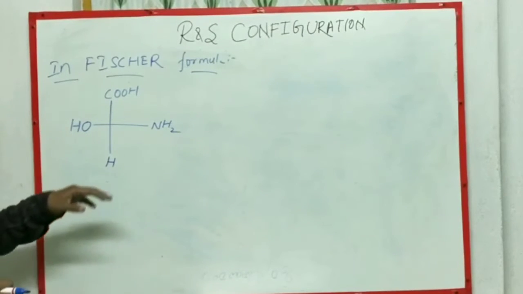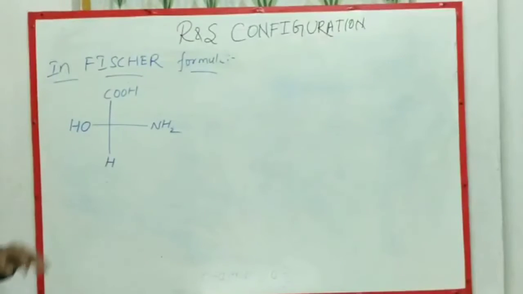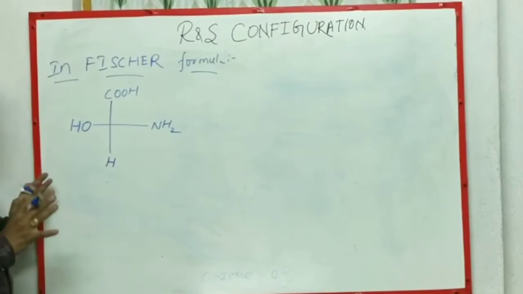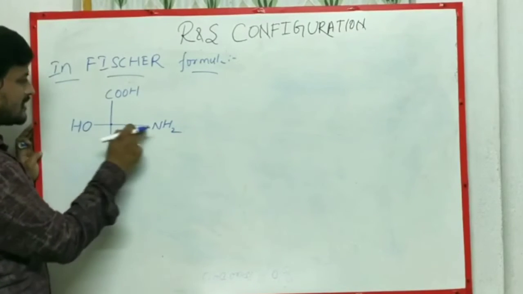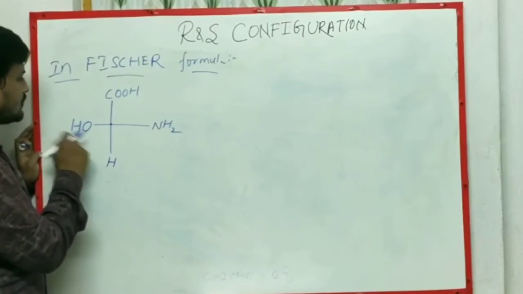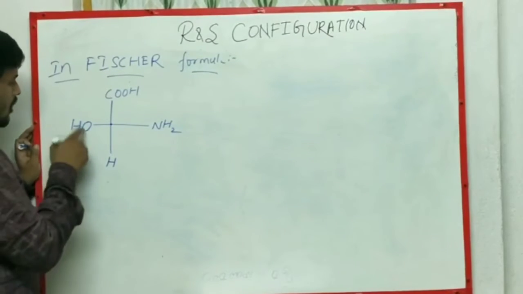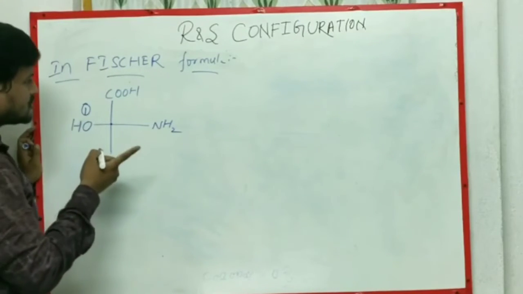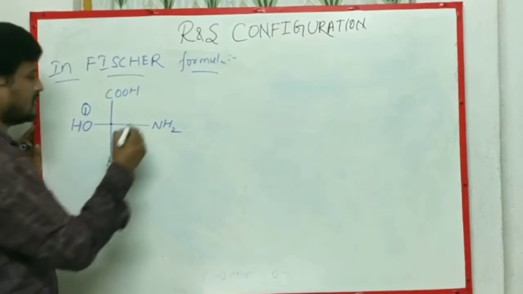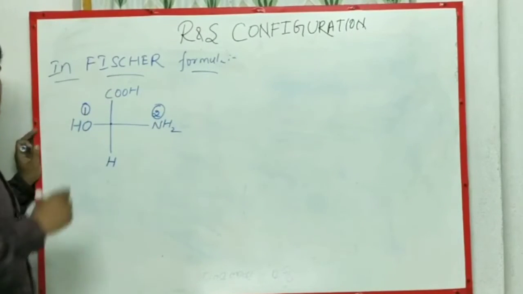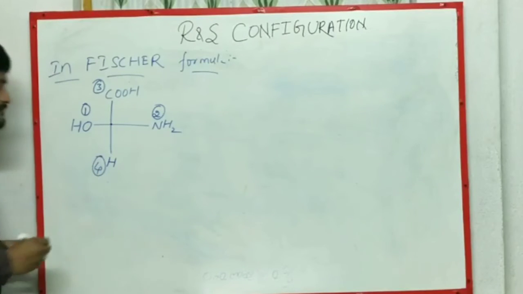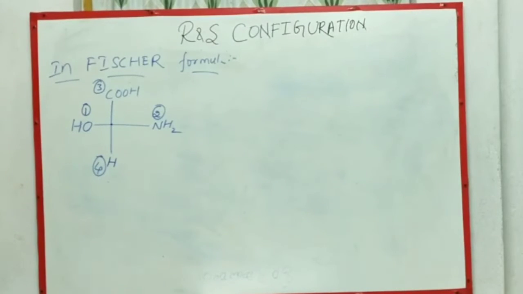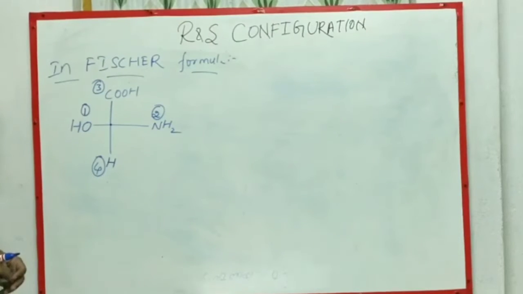The first step is giving the priorities. What are the priorities? This is the chiral carbon atom. This chiral carbon atom is attached to carbon, nitrogen, hydrogen, oxygen. Which one has the highest atomic number? Oxygen. First. Next highest atomic number is nitrogen. Second. Next highest atomic number is carbon. Third. Next one is fourth. Okay. Clear?